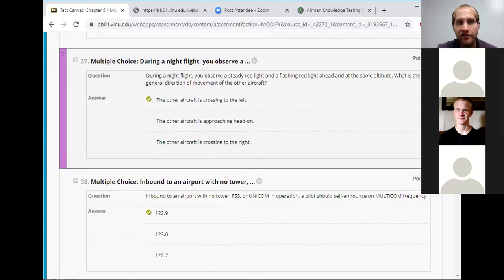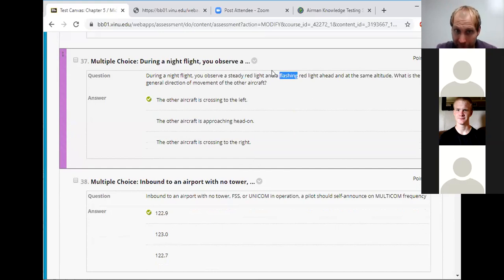All right, look at this good question. Night flight. So we talked about this one in our review session as well. During a night flight, you observe a steady red light and a flashing red light. So the steady red light is the wingtip light. So the other aircraft that you're observing flying in front of you, you're seeing the steady red left wingtip. And then you're seeing the flashing red, which would be their beacon on their tail.